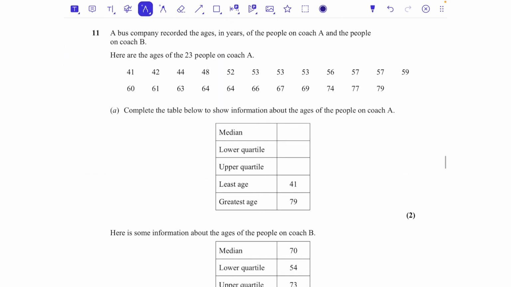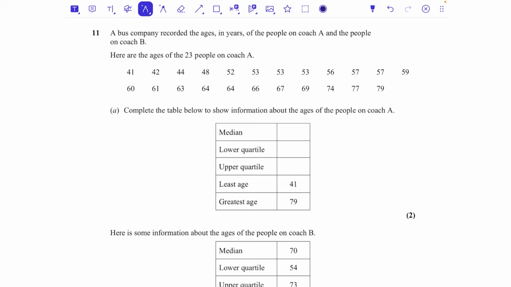Question number 11. A bus company recorded the ages in years of the people on coach A and the people on coach B. Here are the ages of the 23 people on coach A. Complete the table below to show the information about the ages of the people on coach A. So luckily for us, they're already in order, which is great because we need to work out the median, the lower quartile, and the upper quartile.